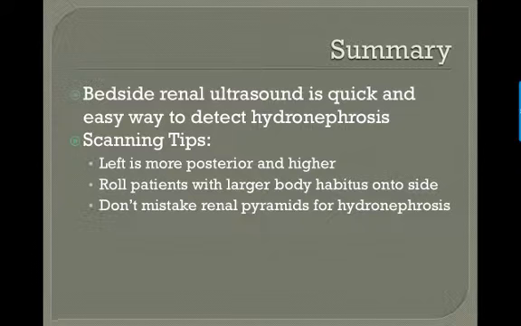So in summary, bedside renal ultrasound is quick and easy to detect hydronephrosis. Scanning tips: the left is more posterior and higher. If you have a patient with a large body habitus, you can roll them onto one side. Like you could roll them to the left to look at the right kidney, roll them to the right to look at the left kidney. And make sure not to mistake renal pyramids for hydronephrosis.